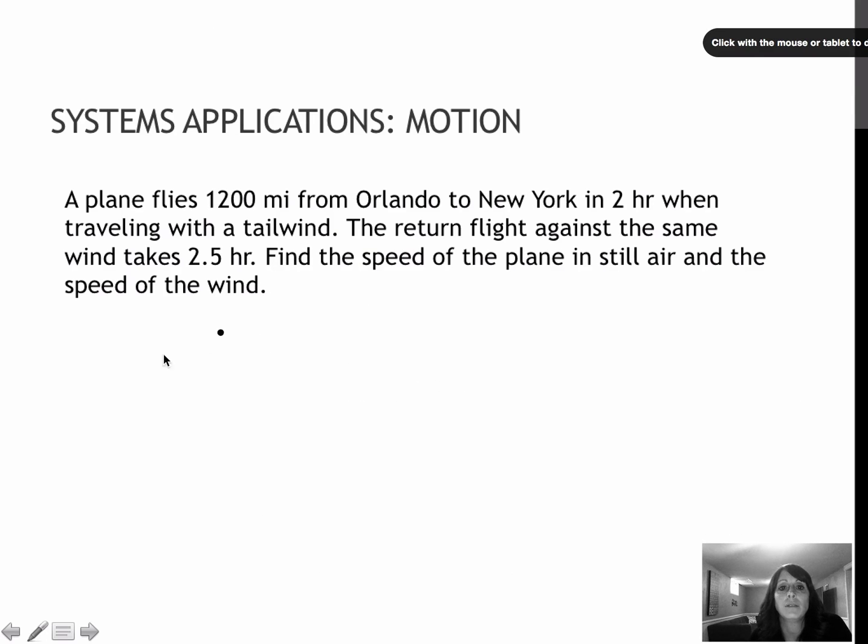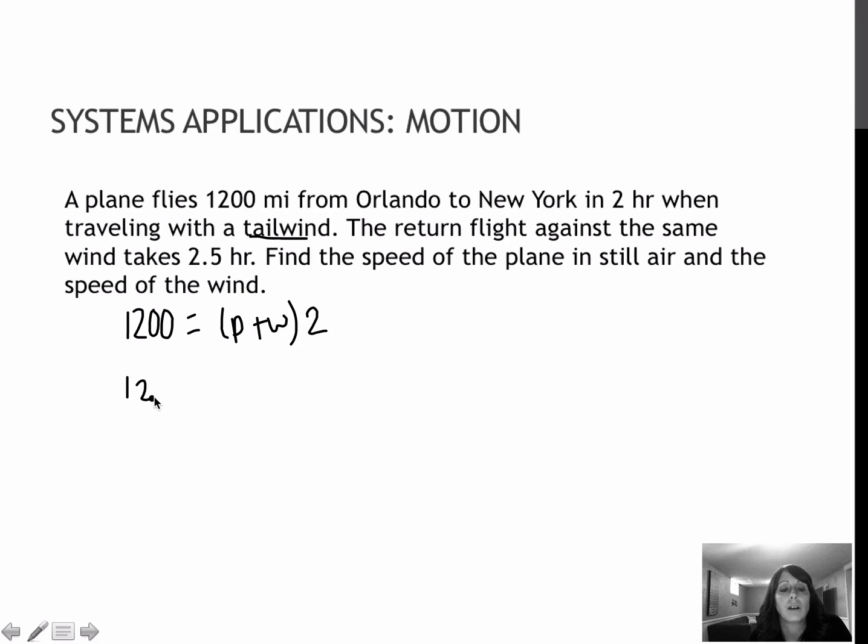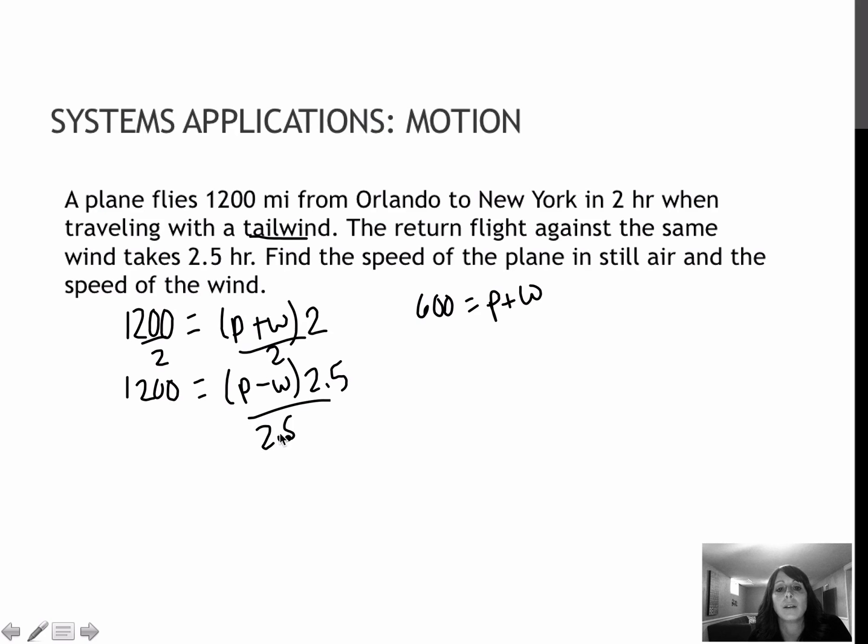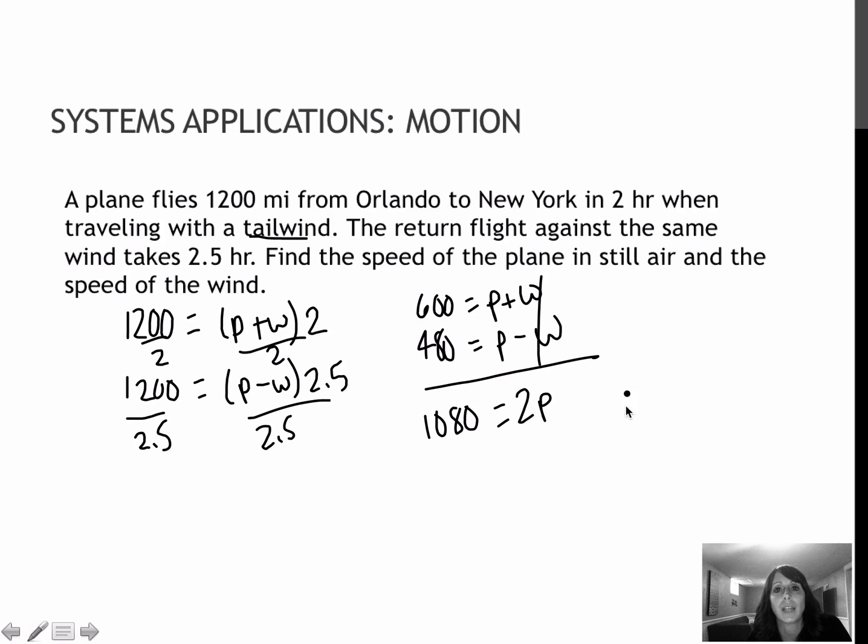Very similar question on this one. Again, distance of 1200 equals the rate with a tailwind, which would be P plus W, times the time of 2 hours. And on the way back, the distance remains the same, P minus W, and 2.5 hours. Again, I would divide by 2, which would give me 600 equals P plus W, and I would divide by 2.5, which would give me 480 equals P minus W. Adding these together, I get 1080 equals 2P. My W's again would cancel out.